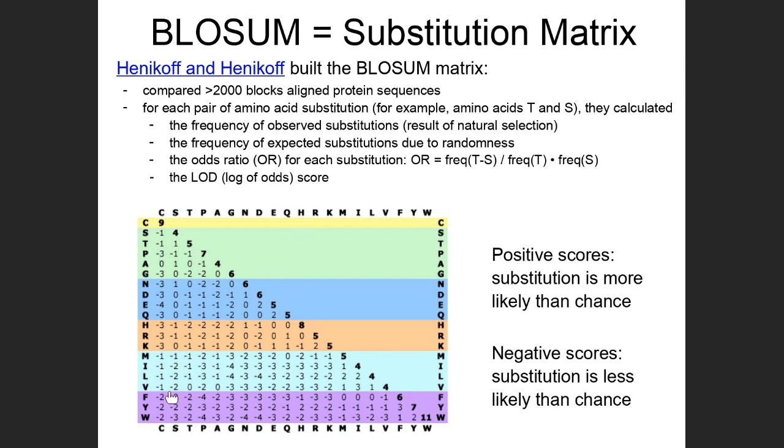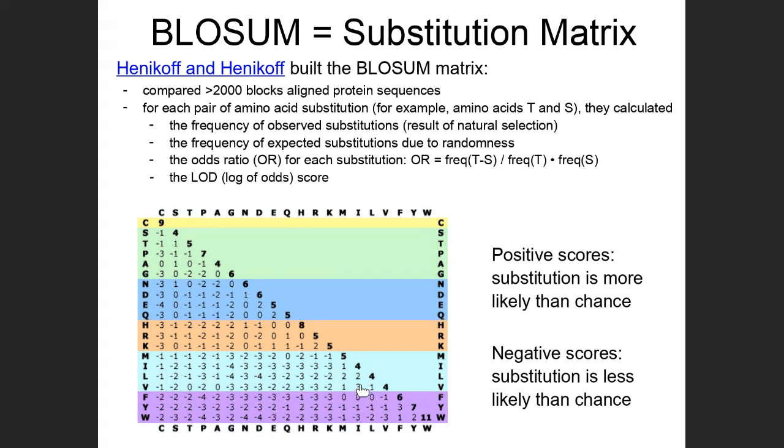And then these numbers here are the odds ratio, or rather the log of odds score, so the LOD score. All right, so then you look here and you're like, what do these numbers mean? The positive scores mean that the substitution is more likely than chance. If you look at which ones are the positive scores, here, this is a positive score. So valine and isoleucine, those two substitute each other more often than just chance.